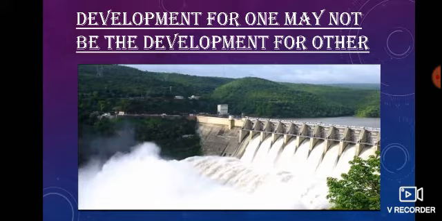Moving to the next topic, that is the first aspect of development we have discussed earlier: development for one may not be development for another. Here you can see a picture of a dam. We know the dam is constructed for generation of electricity, for water, and many other purposes, but the construction of a dam will benefit people living in urban areas and the industrialists, but this might cause destruction to the people who are living in the forest areas, for example tribals.